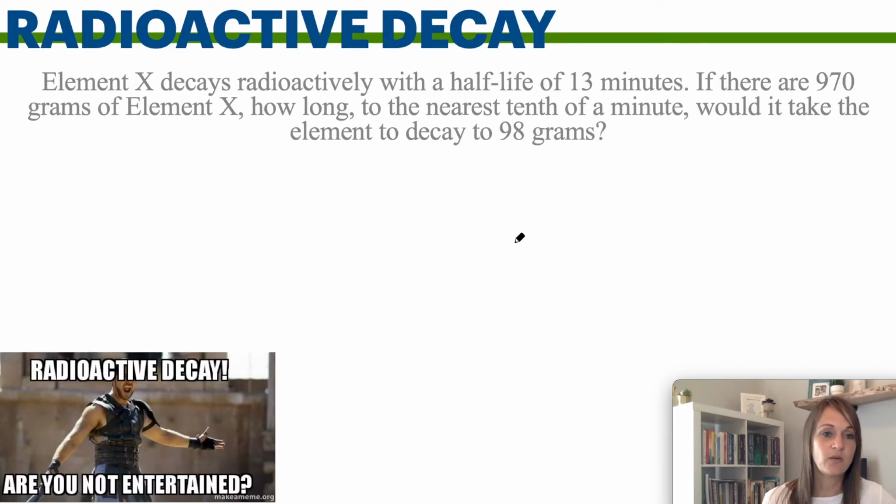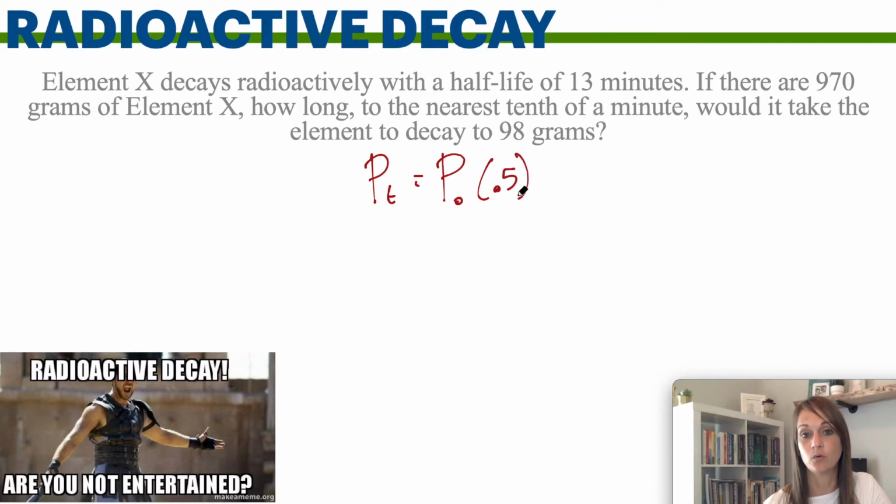This next radioactive decay has a half-life of 13 minutes. So again, we're going to use the P of T, which is going to equal the initial amount of the element times 1/2 or 0.5, because you're taking half every time. And it's going to be T over D.